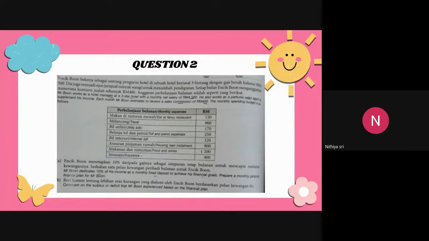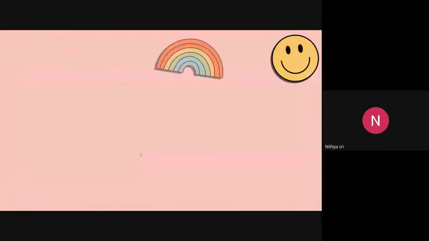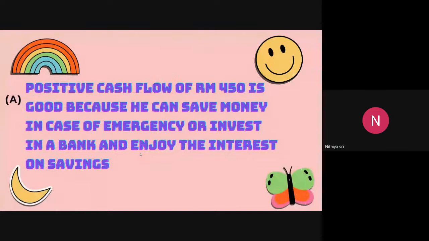Mr. Boon dedicates 10% of his income as a monthly fixed deposit to achieve his financial goals. Prepare a monthly personal finance plan for Mr. Boon. So the monthly personal finance plan for Mr. Boon has a positive cash flow of RM450, which is good because he can save money in case of emergency or invest in a bank and enjoy the interest on savings.